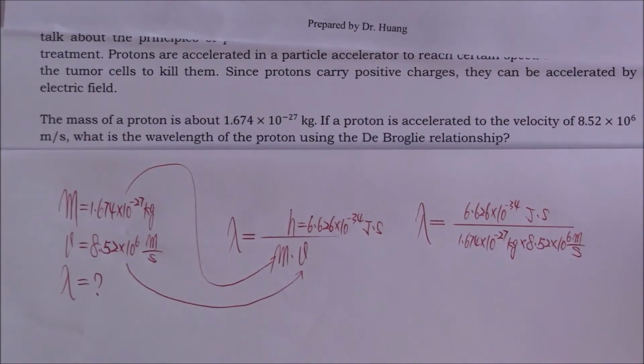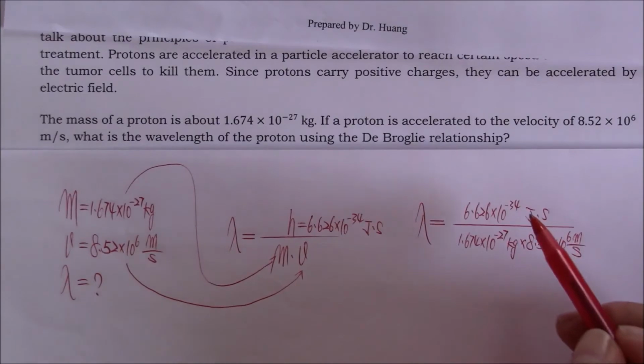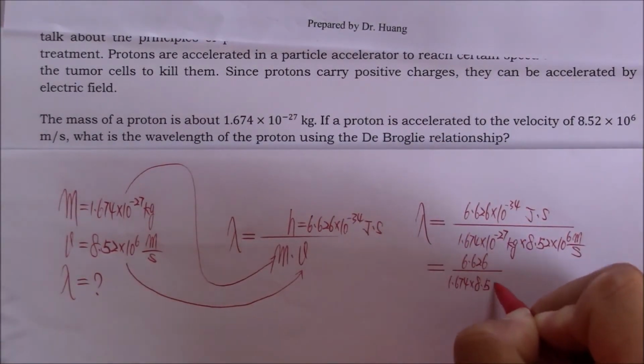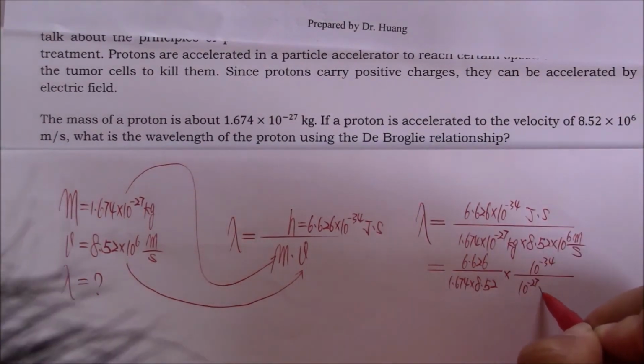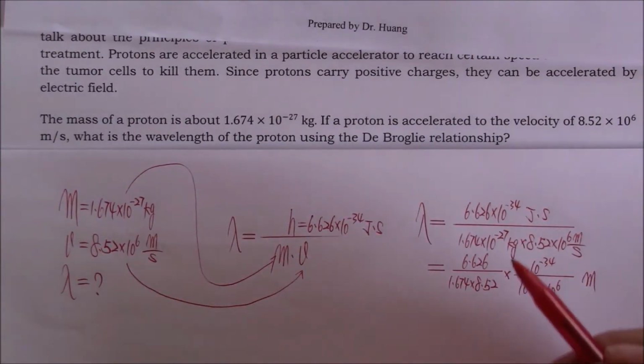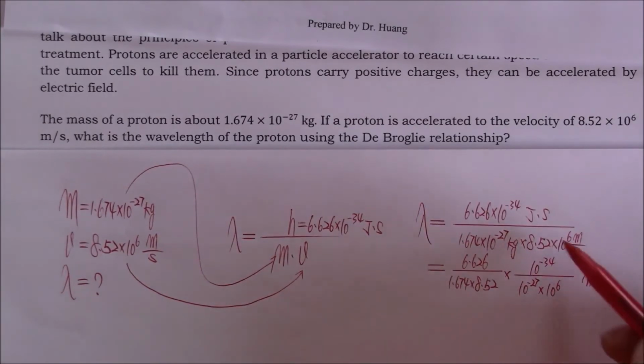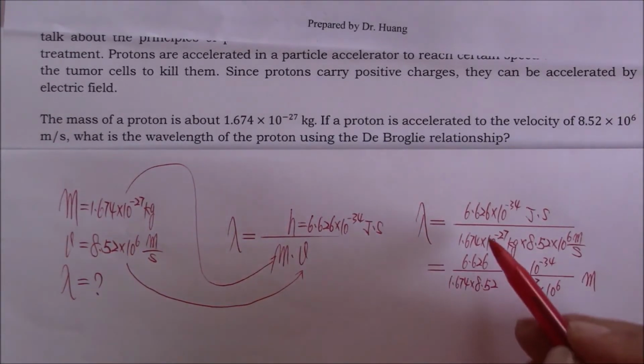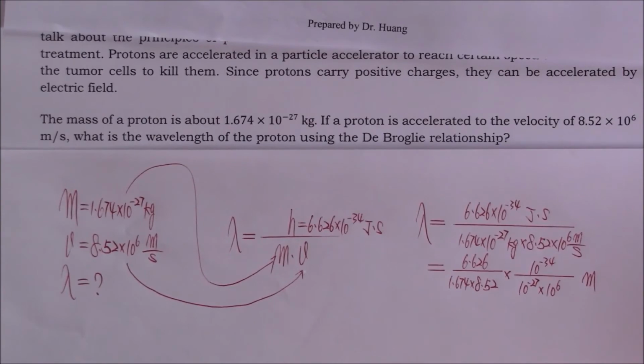Let me show you the mass. In general, we want to separate the numbers from the exponential terms. Well, in addition to separate the numbers from the exponential terms, we also want to separate the units. But as long as you use the right unit for each quantity, then the unit for wavelength should be meter. Since you may have a problem for this part, now let me show you more details.